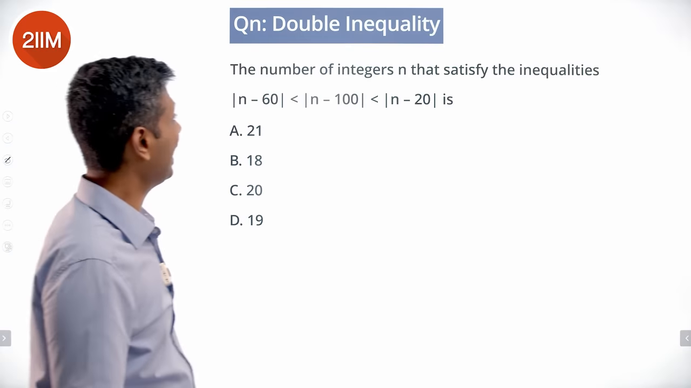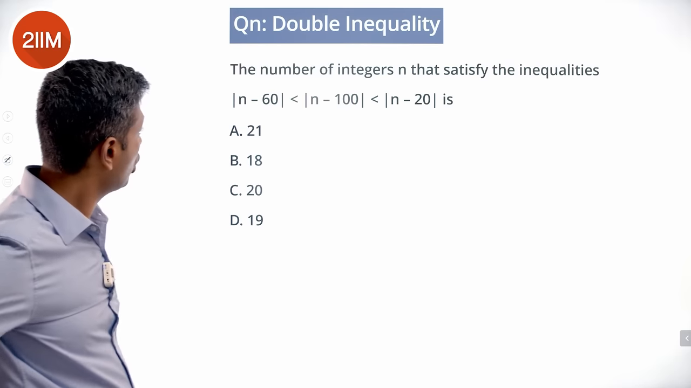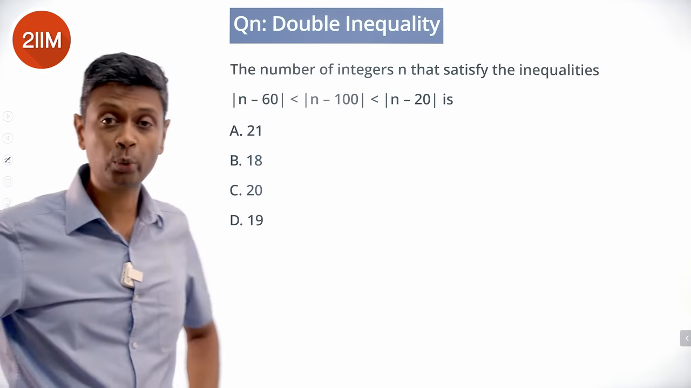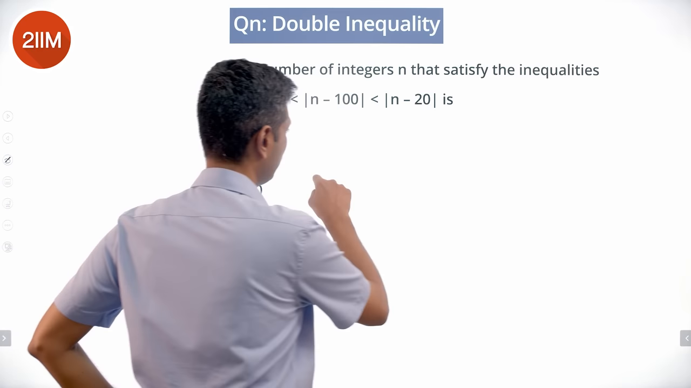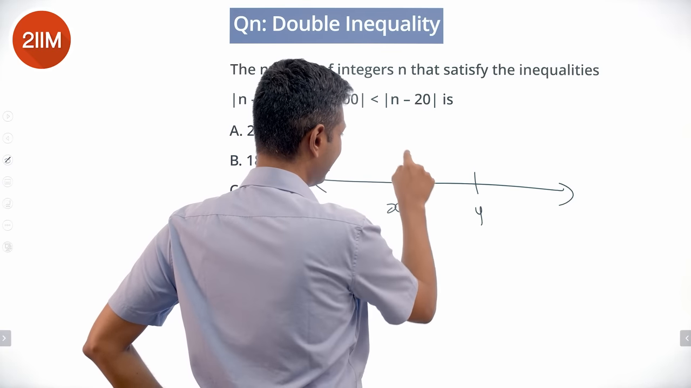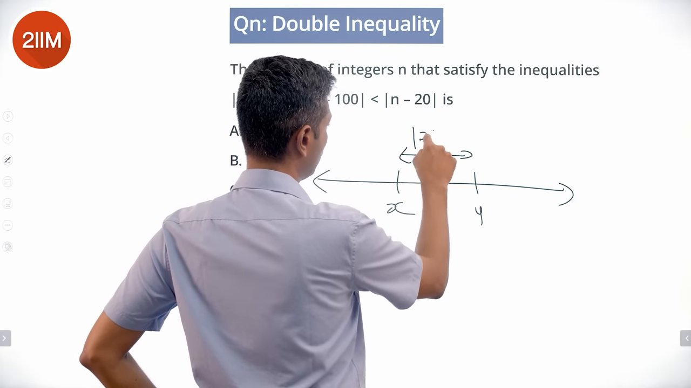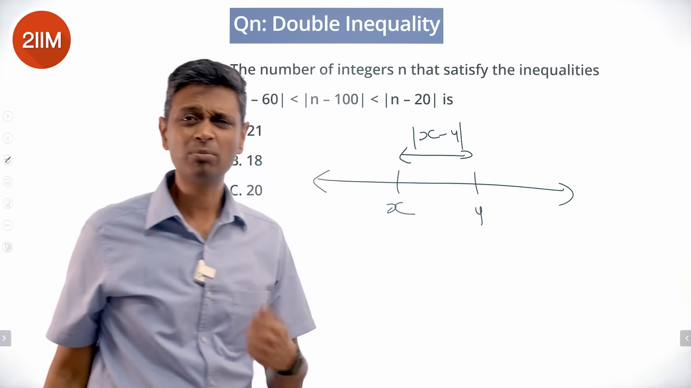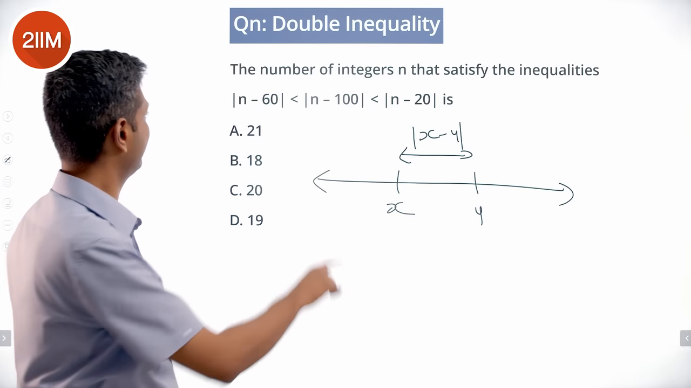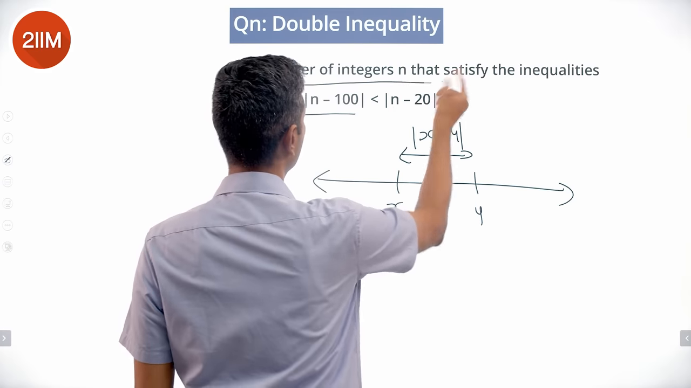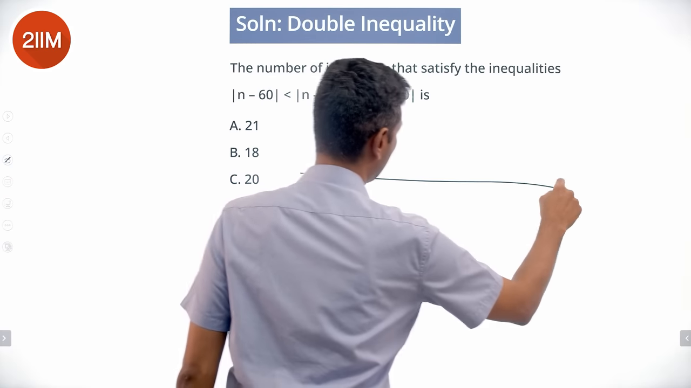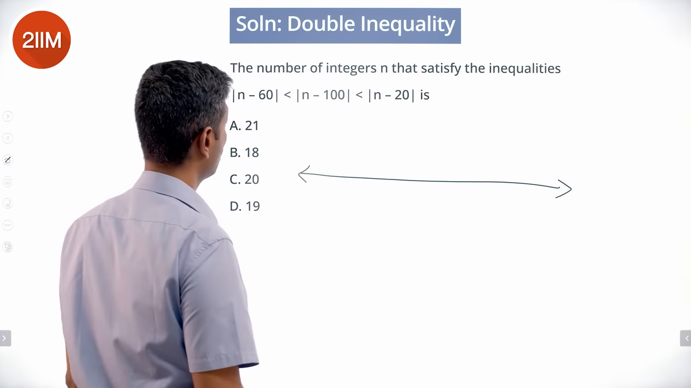The number of integers n that satisfy the inequalities, modulus of n minus 60 less than modulus of n minus 100 less than modulus of n minus 20, is very interesting. First thing we need to know is if you have two points on the number line, x and y, then the distance between these two points is modulus of x minus y or modulus of y minus x, one of the two, doesn't matter. Right? So now we're going to treat this as this inequality and then this inequality.